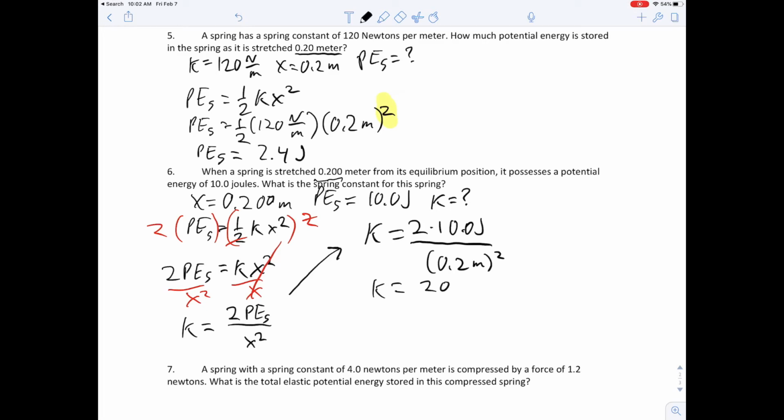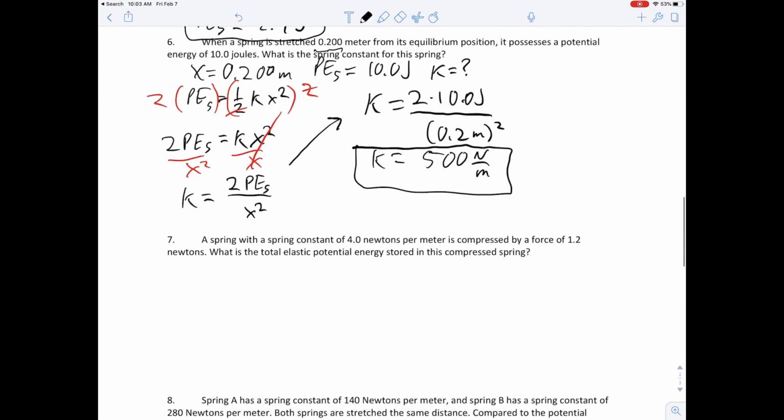So I got 20 joules over. Actually, I'm just going to give the answer here. If you put this in your calculator, what do you get? 500 newtons over meters. So yeah, that made sense. This K value is quite a bit larger than the previous problem. So it's always a great check. You just ask yourself, does this problem make sense?